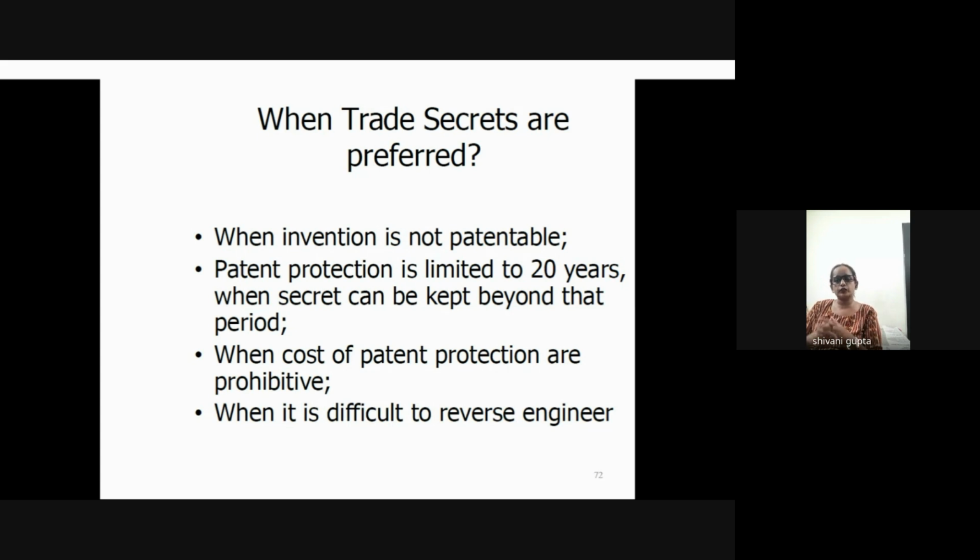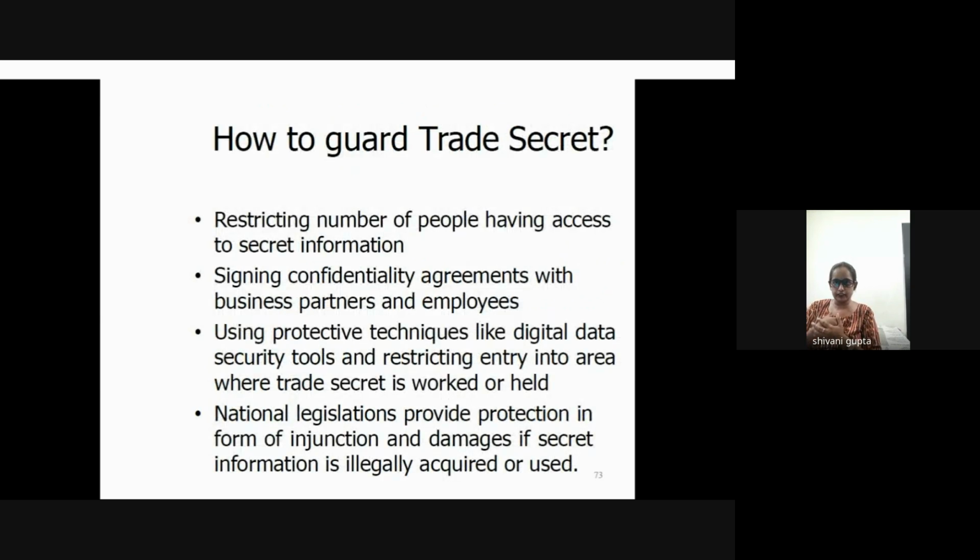If we want to avoid patent protection for an idea because it is too costly, then also we prefer the trade secret. When it is difficult to reverse engineer, trade secrets are also preferred. There are some criteria to guard trade secrets, and the first criterion is providing national legislation. The only and the utmost effective criterion is the same.